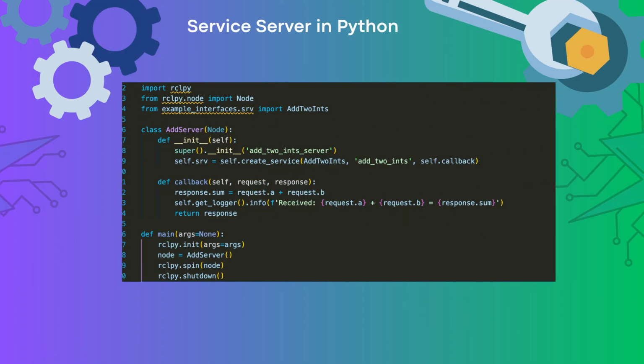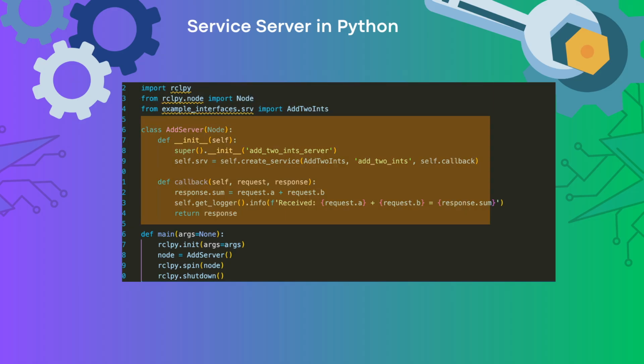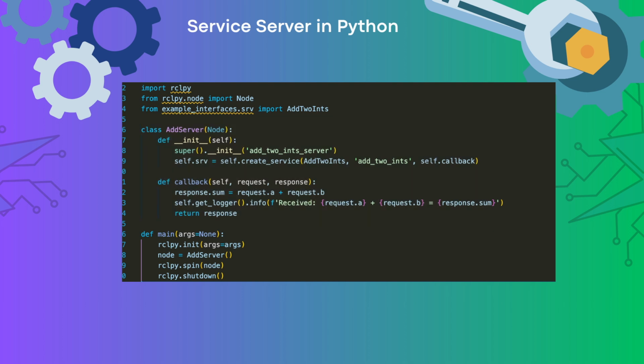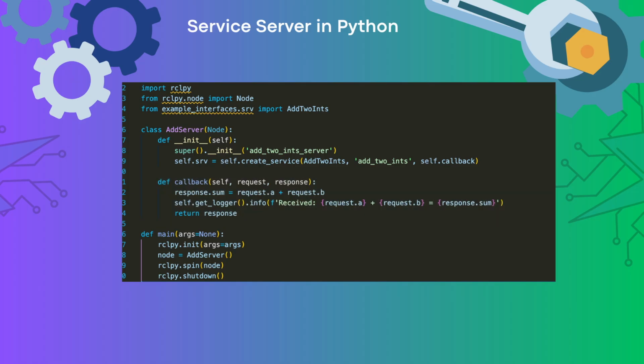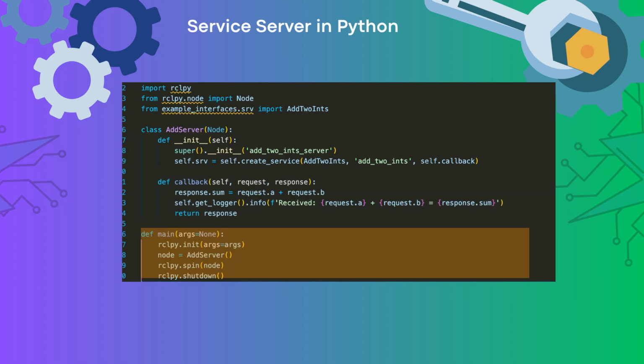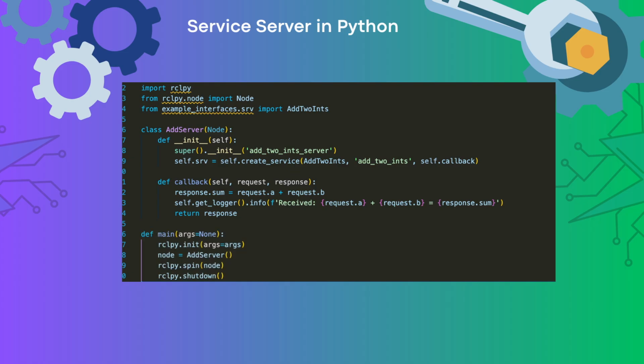Now let's build a real ROS2 service, starting with the service server. This server will add two integers and return the result. We start by importing the essentials. Then we create a node called addServer. Here we create the service. The service type is add2ints. The name is add2ints, and whenever a request comes in, ROS calls our callback function. Inside the callback, we simply add the two numbers, print out the result, and return it. The main function just launches the node. And that's it. Now we have a fully functioning ROS2 service server.